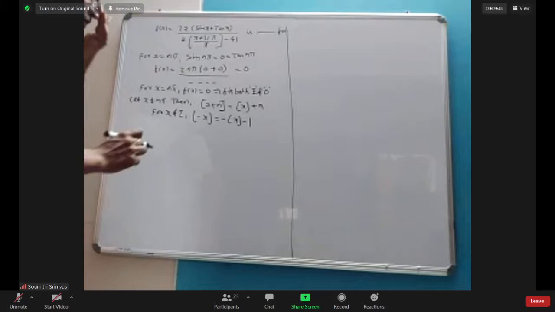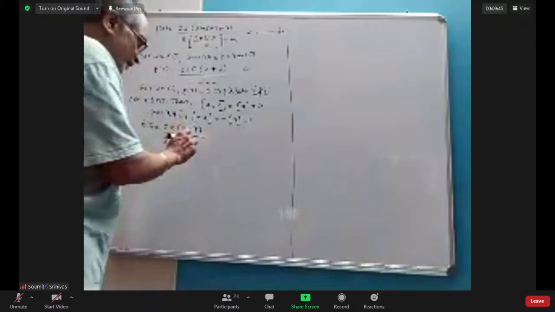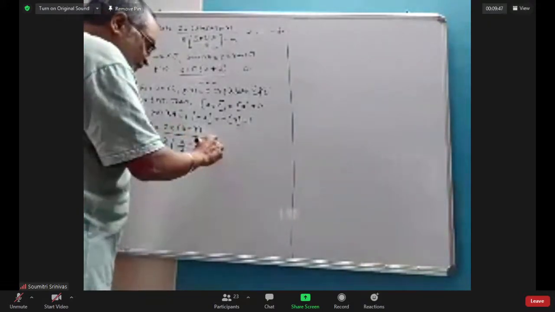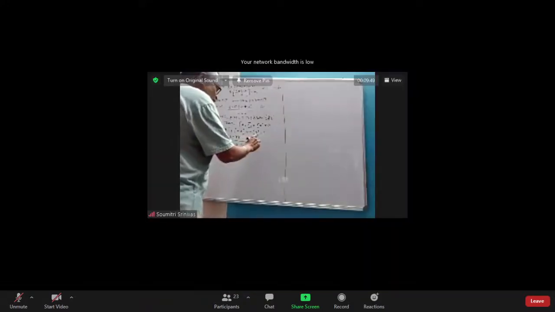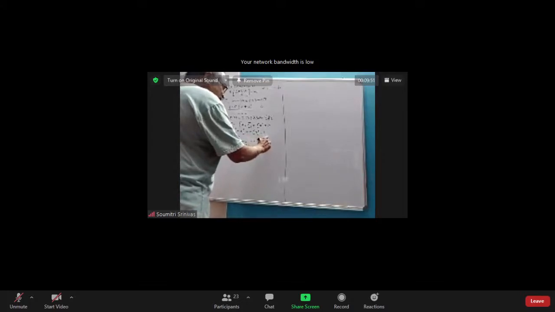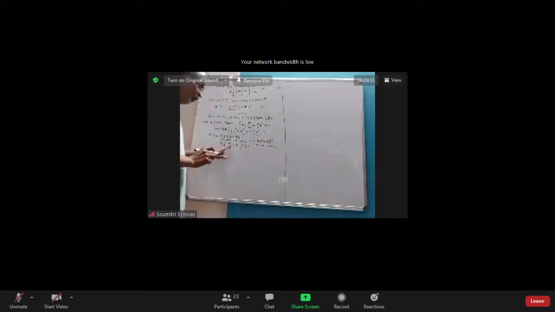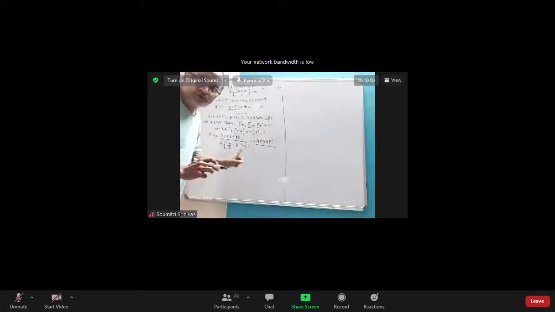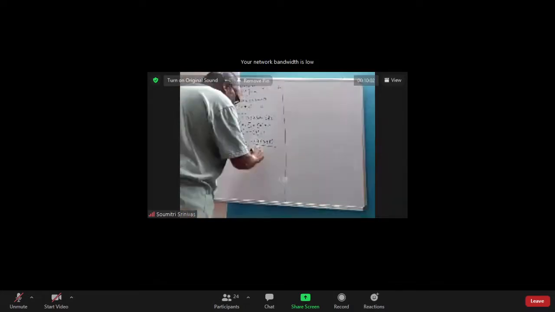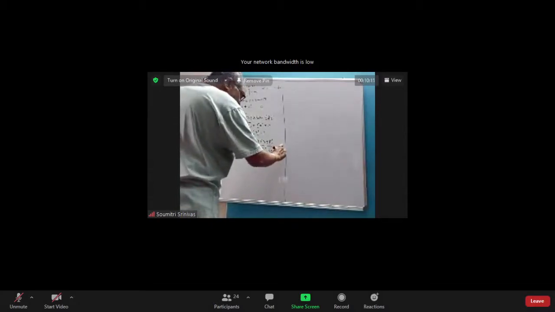21 pi by pi. What is 21 pi by pi? 21. Minus 41. So 2x into sin x plus tan x by denominator. What will come outside? 21 will come outside. 2 into step of x by pi plus 21 minus 41.